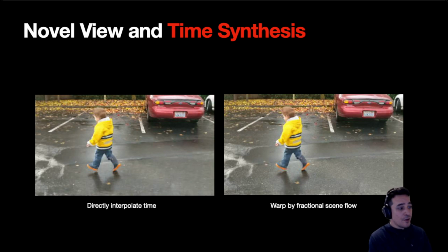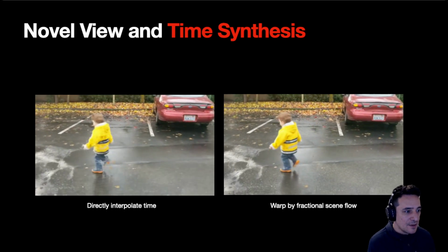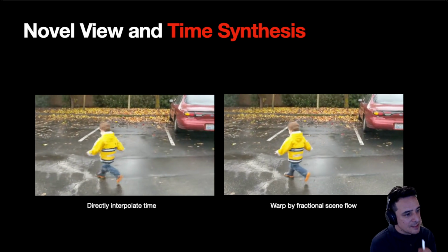So we want to do both view and time synthesis. And the question is, how should you render this time synthesis? What you could do is just evaluate the scene at fractional time values, like t equals 0.5. But if you do this, you get the result on the left, which doesn't look great.